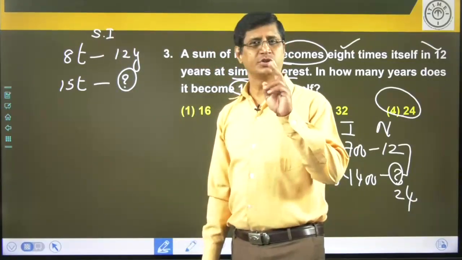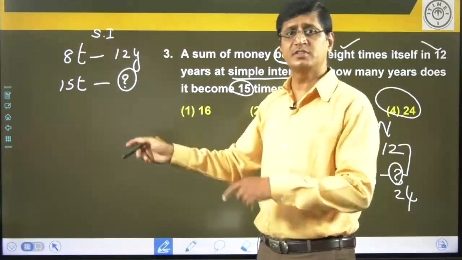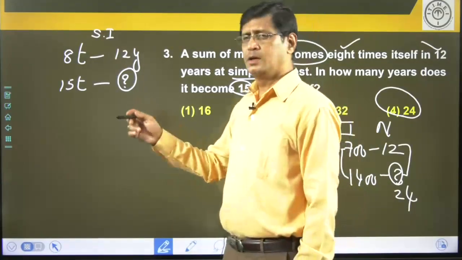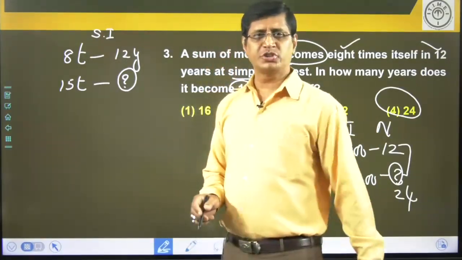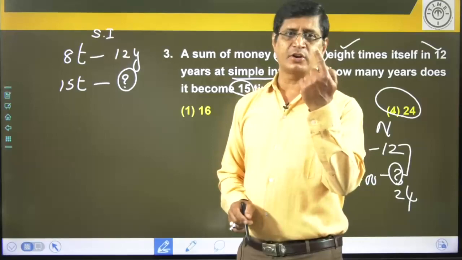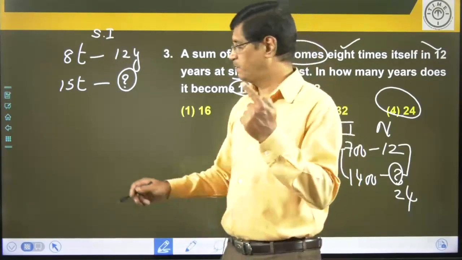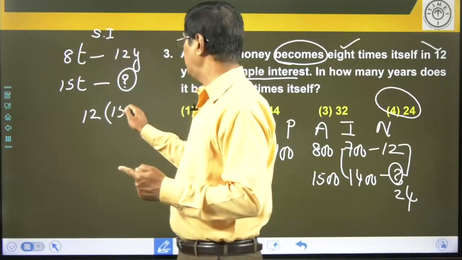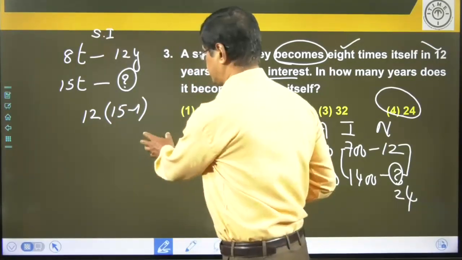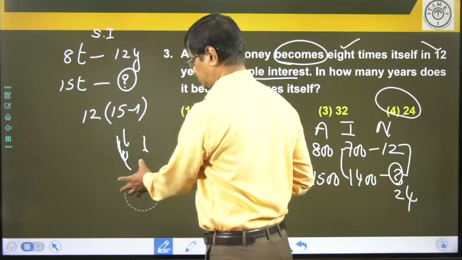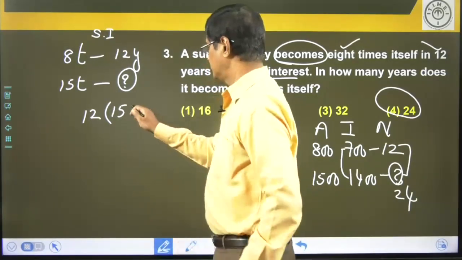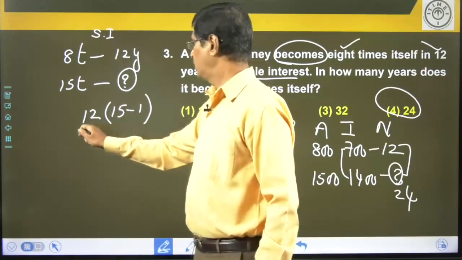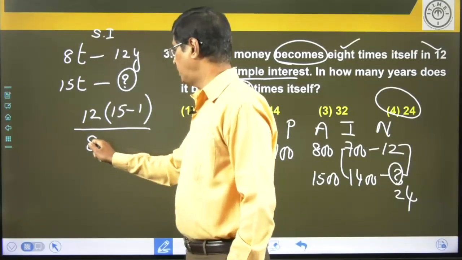There are 2 types of interest, simple and compound. Here we are dealing with simple interest. Before cross multiplication, subtract 1 from the number of times. 12 into 15 minus 1 by 8 minus 1.